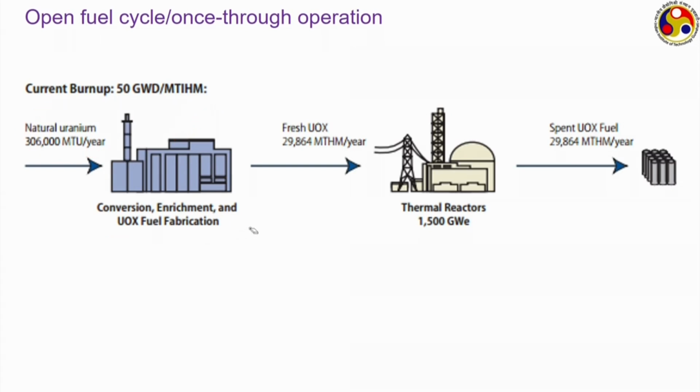converter. Here all the numbers that are shown correspond to this amount of energy release, that is 50 megawatt day of energy release per metric ton of the metal that is coming from the ore, coming from the mines. So, which is 306000 metric ton unit per year, and then this uranium oxide that we are getting is taken to the thermal reactor of 1500 gigawatt capacity, and corresponding to this number such as this 1500 gigawatt, we get spent UOX fuel of this much.